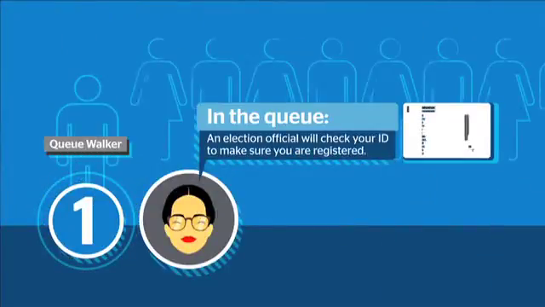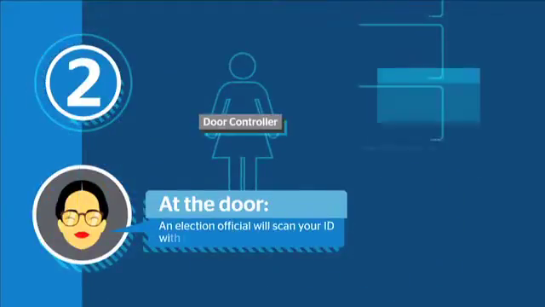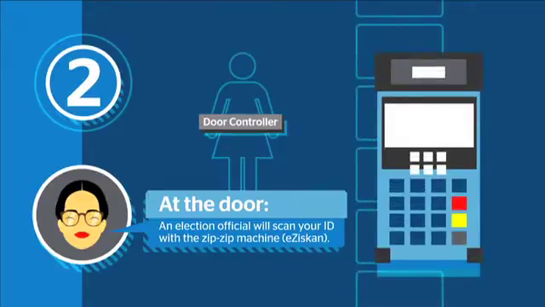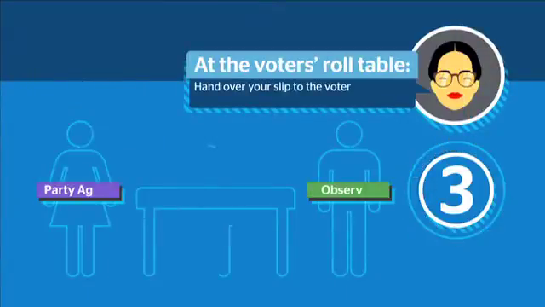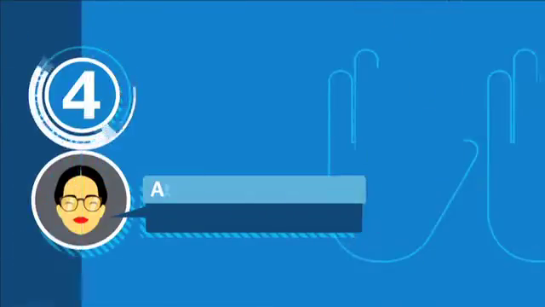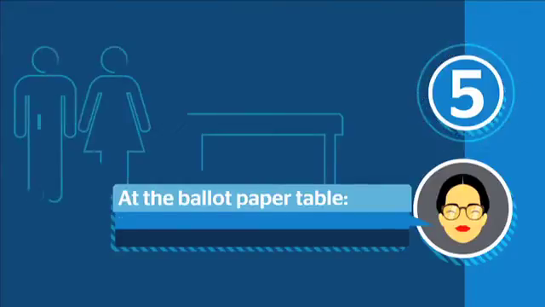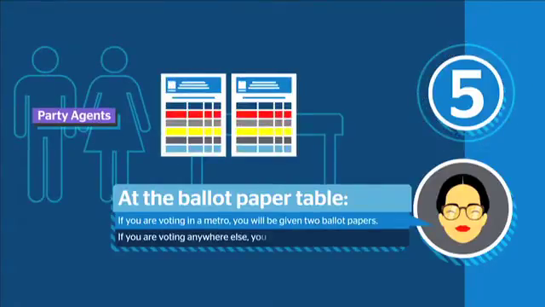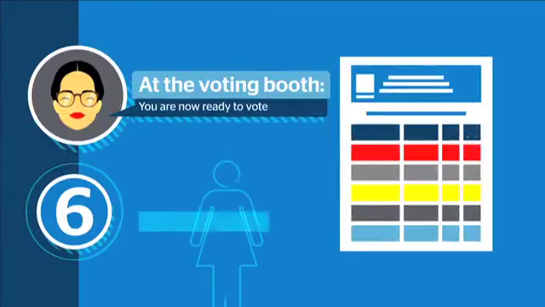Each step of the way, from the entrance to your ID scan, to handing over your slip at the voters' roll table, to the inking of your thumb, to receiving the relevant ballot paper. The voting booth controls, right up to the point where you drop your ballot paper into a box.